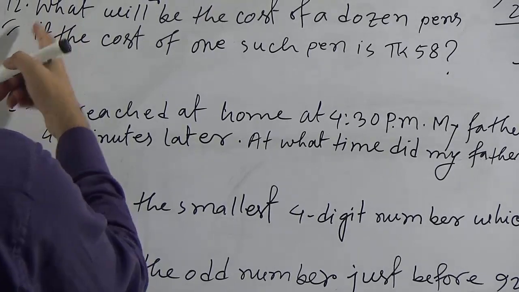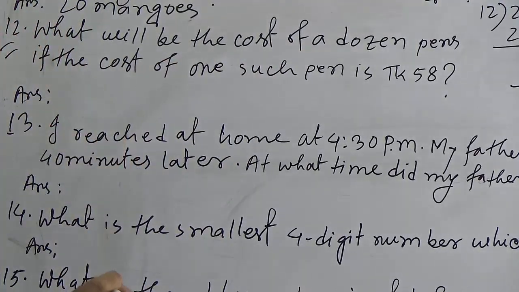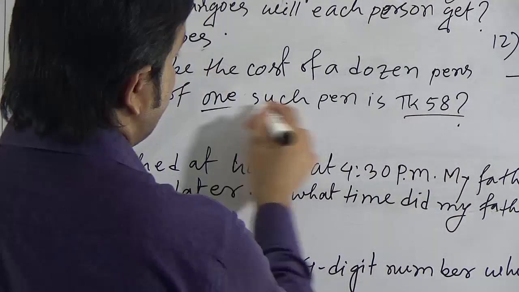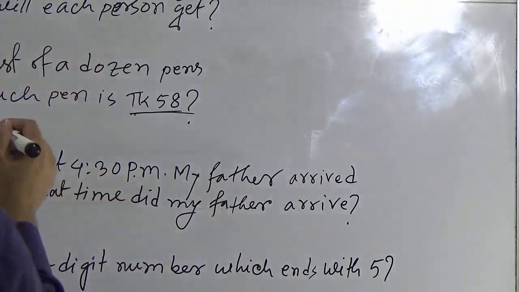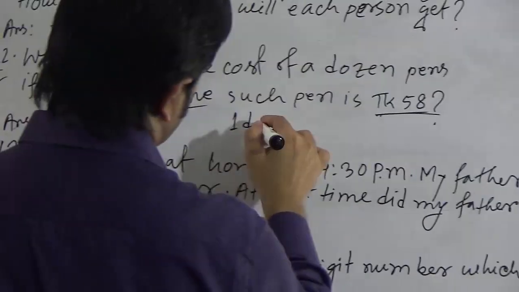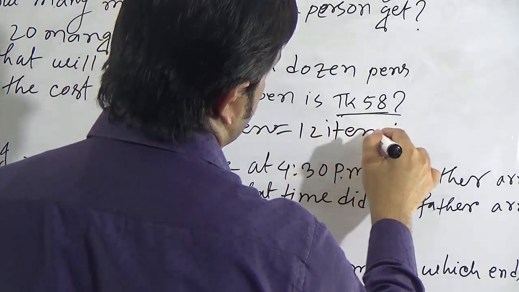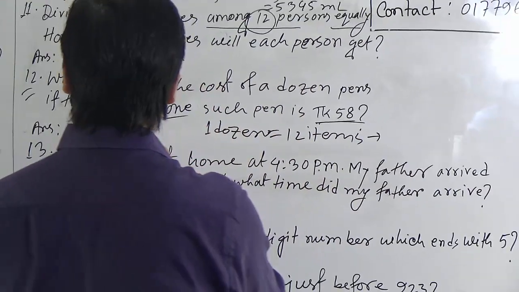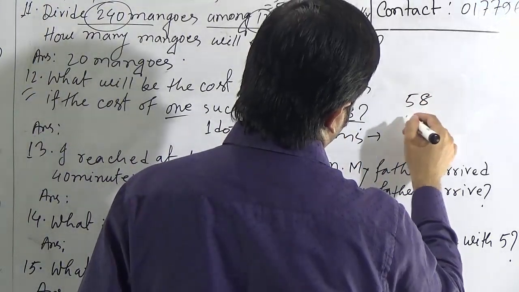Now question 12. What will be the cost of a dozen pens if cost of one such pen is taka 58? One pen costs taka 58. So 1 dozen means, we know 1 dozen means 12 items. So if we want to find the cost of 1 dozen pens, we have to multiply 58 by 12.